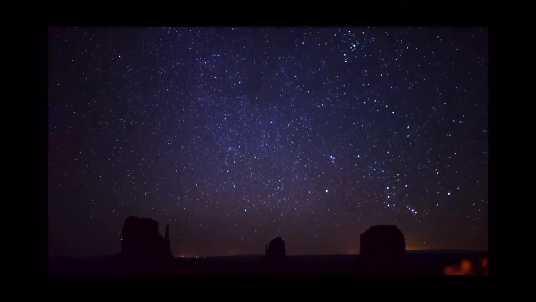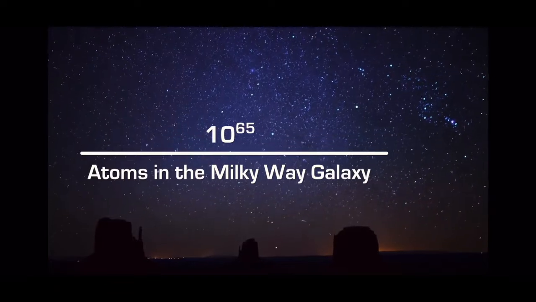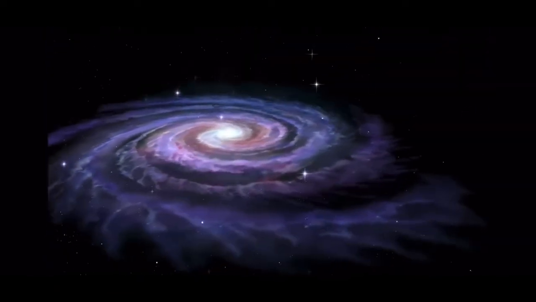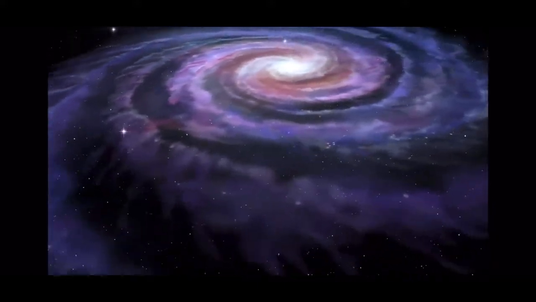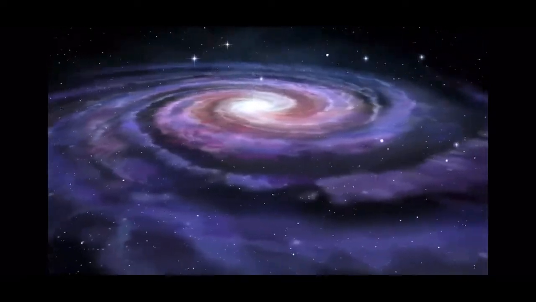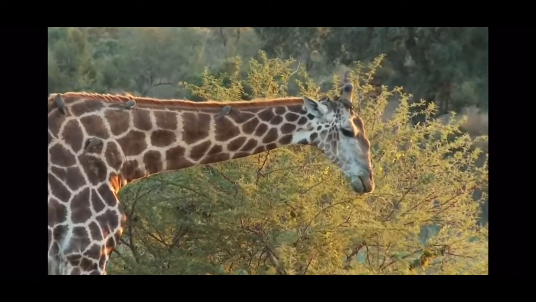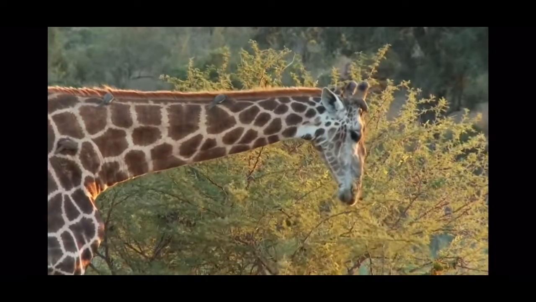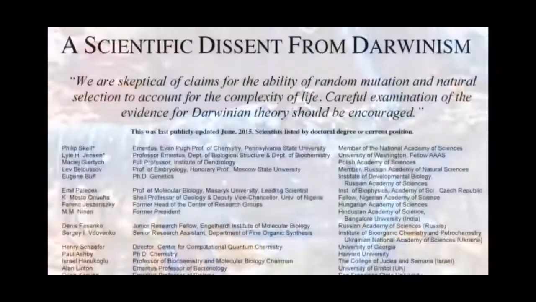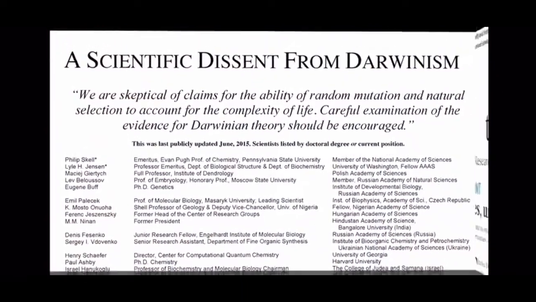To put this in perspective, keep in mind that there are only 10 to the 65th atoms in the entire Milky Way galaxy. Could random genetic mutations effectively search a space of possibilities that large in order to find even a single functional protein sequence? The building of new animals would actually require the creation of many new proteins. For this and other reasons, a number of scientists are now questioning the creative power of the random mutation natural selection mechanism.